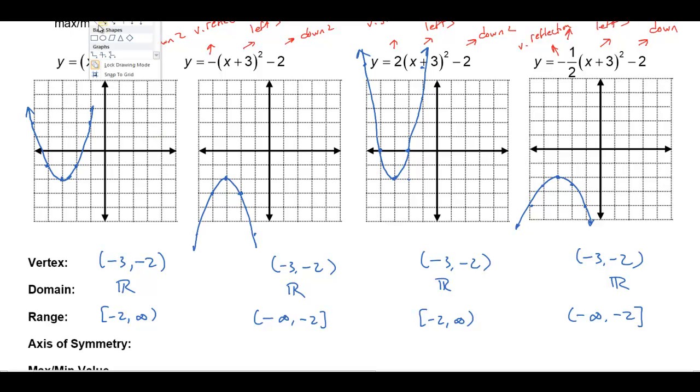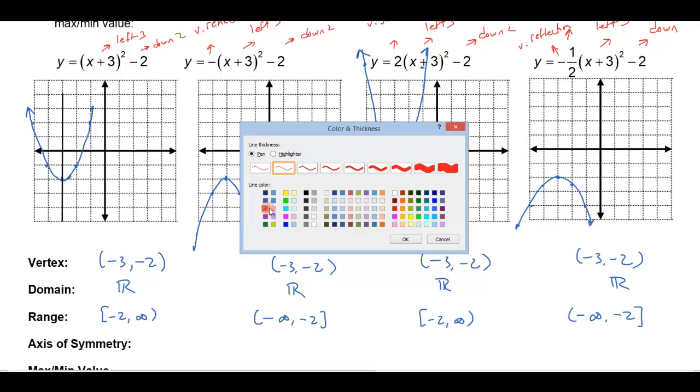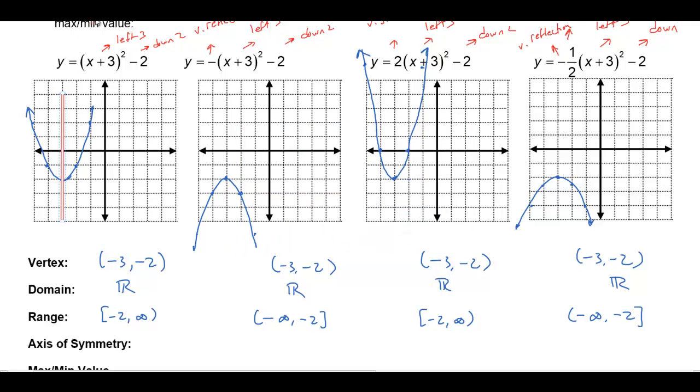Notice in all of these also that there is an axis of symmetry that goes right through the vertex. Let me make that a red color there. That parabola is symmetric about that line. And that's the same in all of these, because the vertex is the same in all of them. The axis of symmetry is x equals negative 3 in this case.